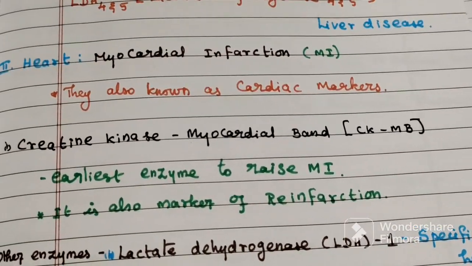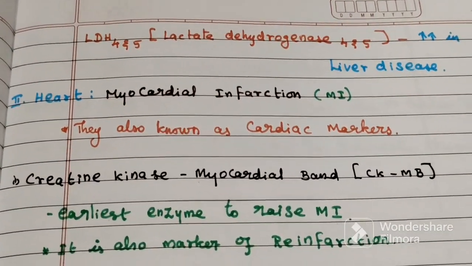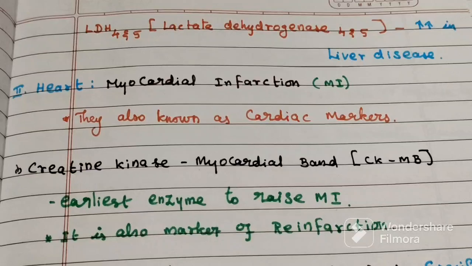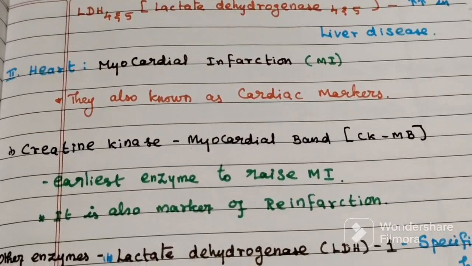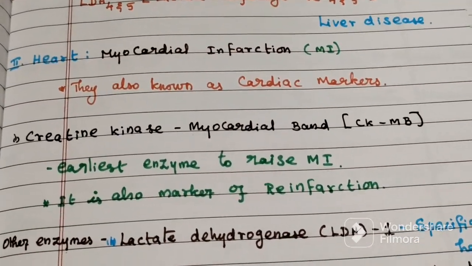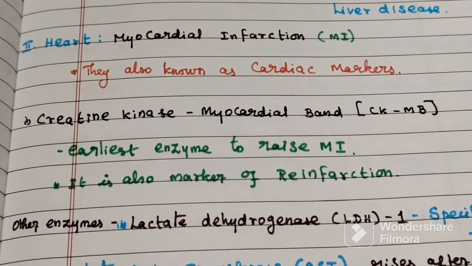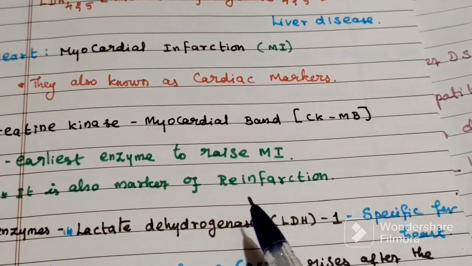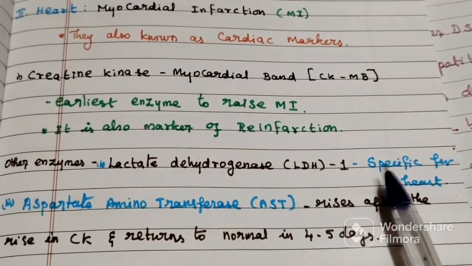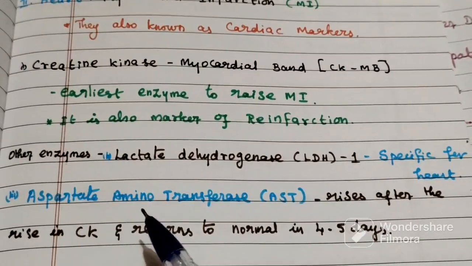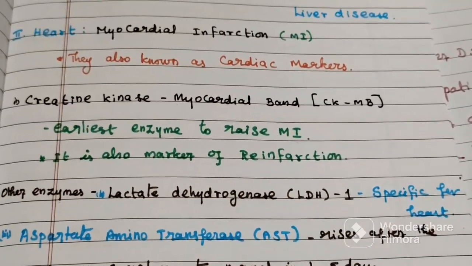This is the earliest enzyme to rise in myocardial infarction. It starts rising 4 to 6 hours after the attack, peaks in 24 hours and returns to normal in 2 to 3 days. It is also a marker of reinfarction. Other markers are lactate dehydrogenase, which is specific for the heart, and aspartate aminotransferase, AST. These are the important markers used in the heart.